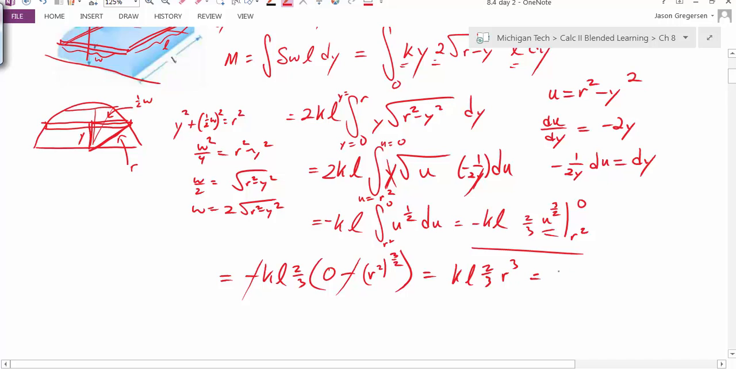And that should be my final answer here. I would clean it up just a little bit. I would put that constant out in front. So 2/3 k times L times r cubed. And a couple things to know. I'm really happy those negatives worked out, because I would hate to have a negative value for my mass.